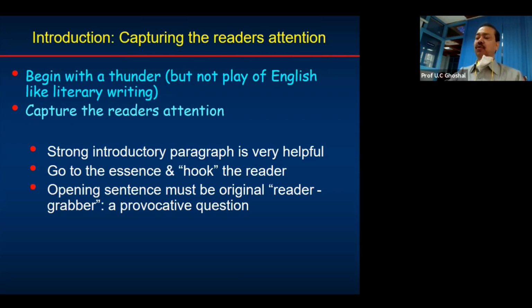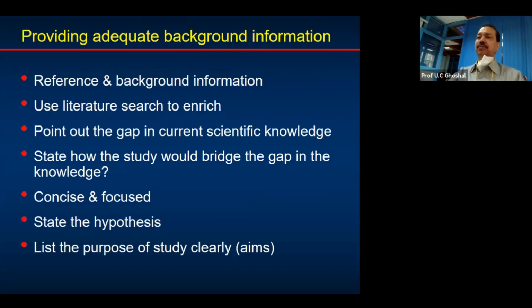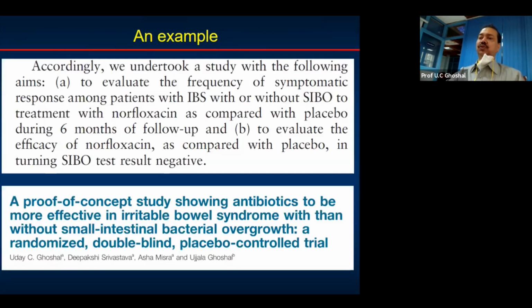This is very important. I'll give you an example. Look at this. This is a study titled: a proof of concept study showing antibiotics to be more effective in irritable bowel syndrome with than without small intestinal bacterial overgrowth, a randomized, double-blind, placebo-controlled trial. Look at the end of the introduction. The panel above shows the end of the introduction.